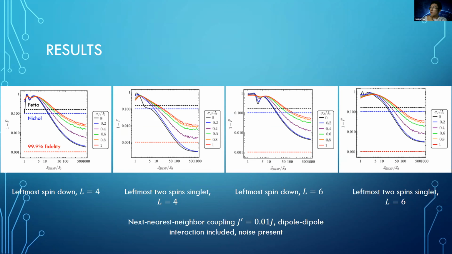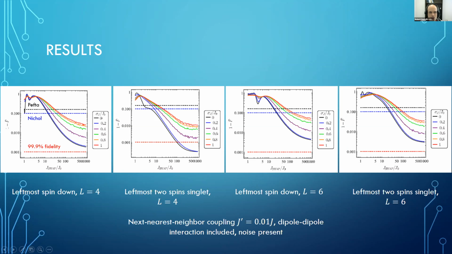And I also have another question: why is there a dip in a single qubit around 2 or 3 for both L equals 4 and 6? Oh, you mean these oscillations here? Yeah.